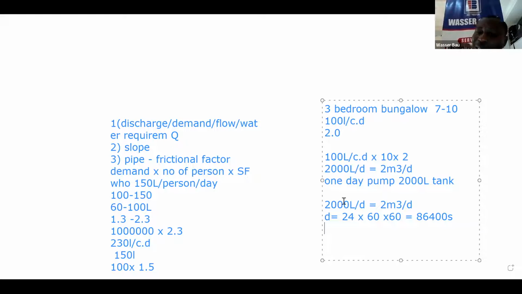Therefore, if I now want to convert this into liters per second, this will be important from next week. I know I'm bringing it on board. It means that the water demand per second, this one is 2,000 liters per day. You only use it for tank sizing. But for pipe sizing, you need it in the lowest unit, which is liters per second. So here, it will now be 2,000 divided by 86,400.